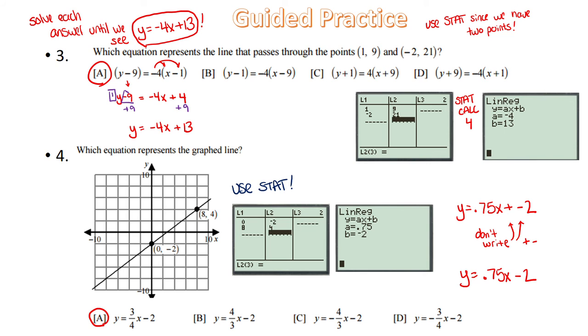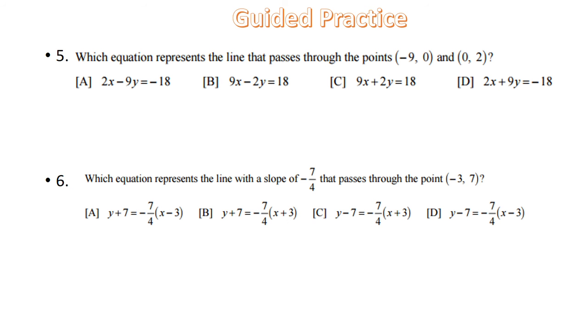All right, moving on. This time, we have another equation where we need to write, and we're given 2 points. We're given -9, 0 and 0, 2. So since we have 2 points, we're going to use our stat key.